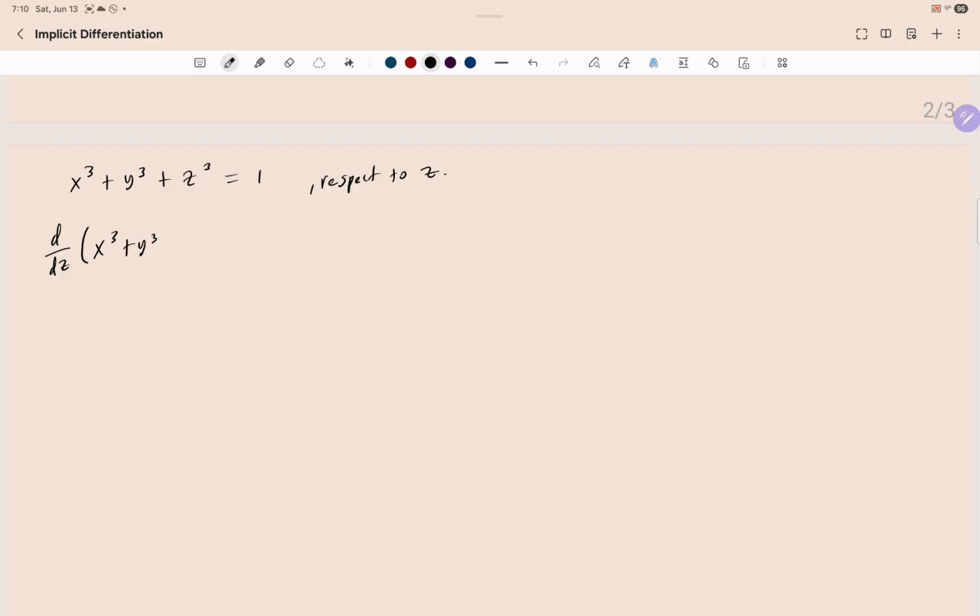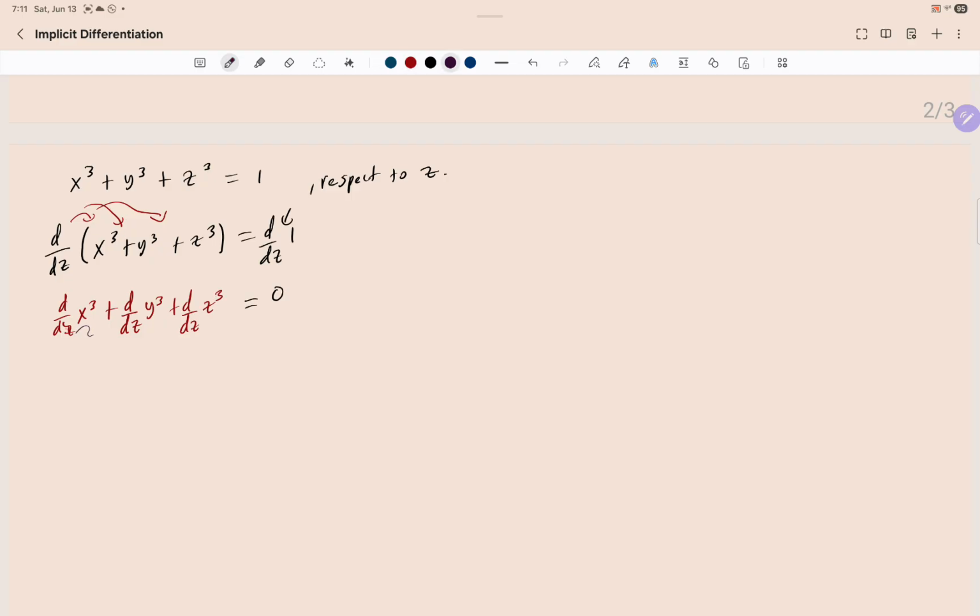I'm just rewriting the problem right now. And again, for the right hand side, the derivative of a constant is 0. So it's 0. And again, I'm going to apply the distributive property of derivatives. So I get d/dz of x cubed plus d/dz of y cubed plus d/dz of z cubed.